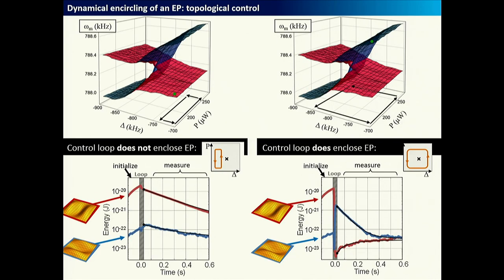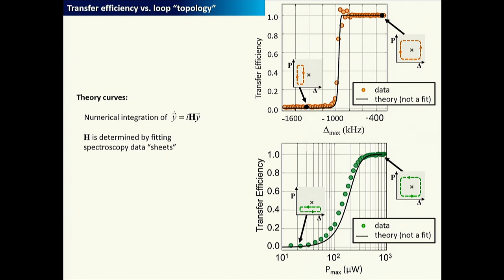defining an energy transfer efficiency, which is just what fraction of the remaining energy, which admittedly is a small amount of energy, but what fraction of the energy that does remain has been transferred to the other state. And if I plot that quantity, the transfer efficiency, as a function of the loop shape, so here's a point where we carried out a loop like this, how much energy was transferred? None. It didn't enclose the exceptional point. And then we just keep repeating for loops in which the loop is gradually deformed until it does actually enclose the exceptional point. Then the energy transfer really goes to one.